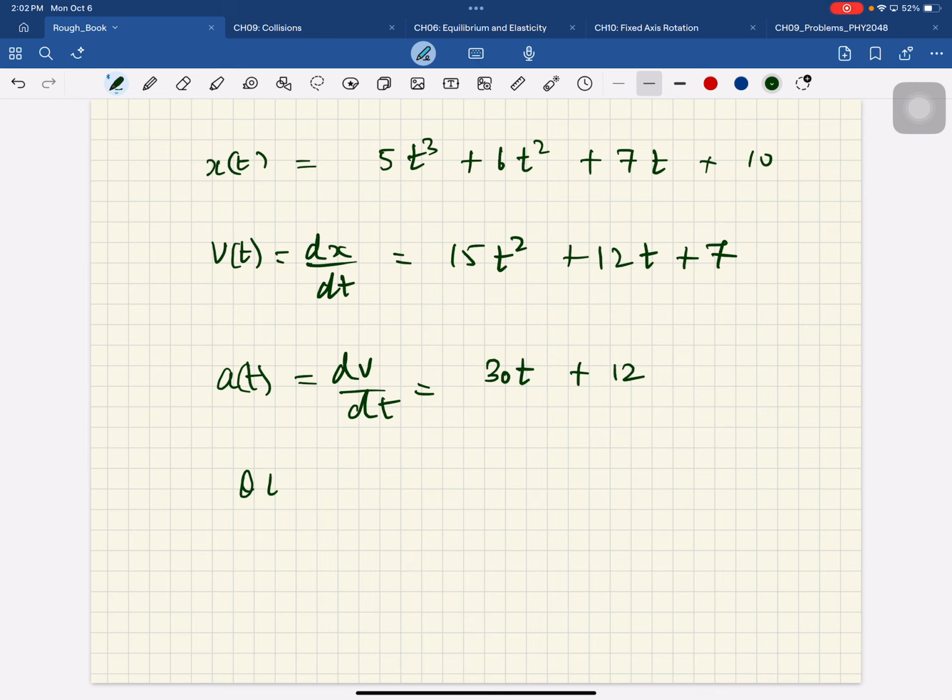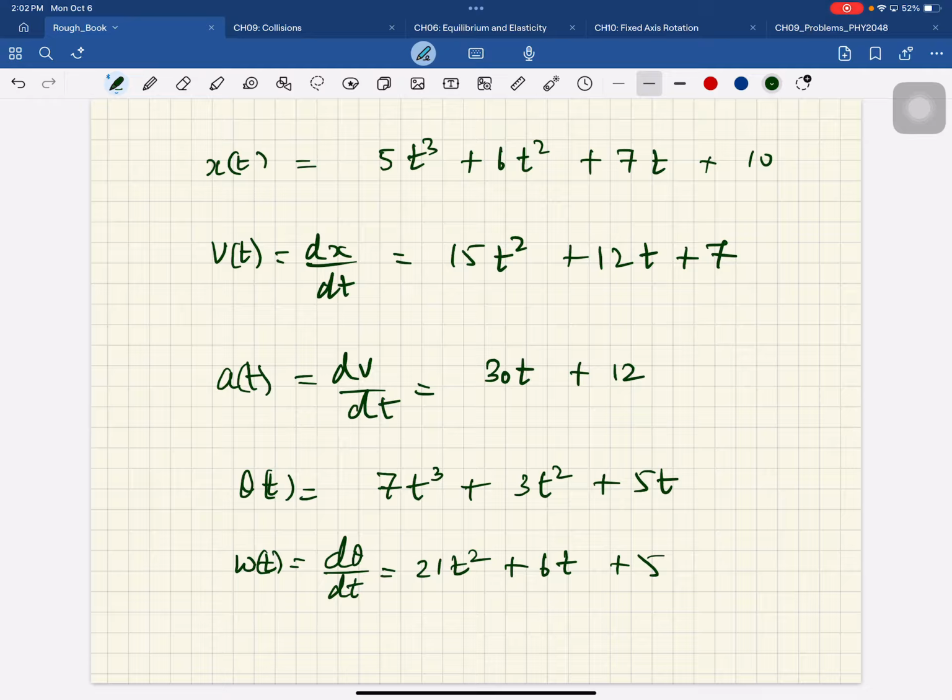So just like that, if you're given the angular position of that object as a function of time, we will define angular velocity denoted by omega, which will be d theta by dt. Okay. So anybody want to help me out? We'll define something called angular acceleration.